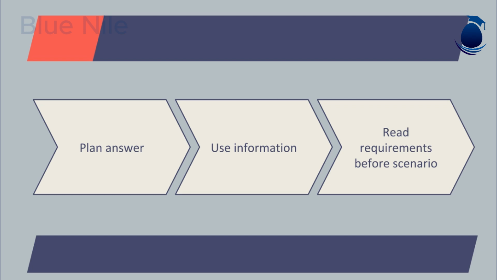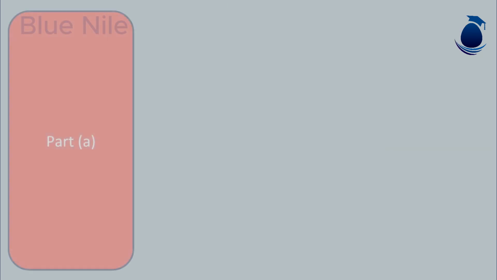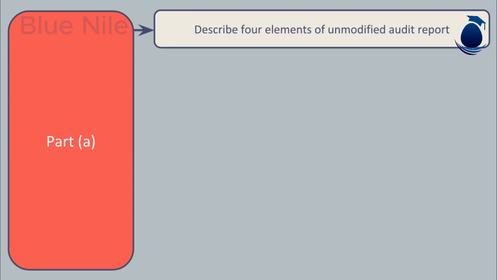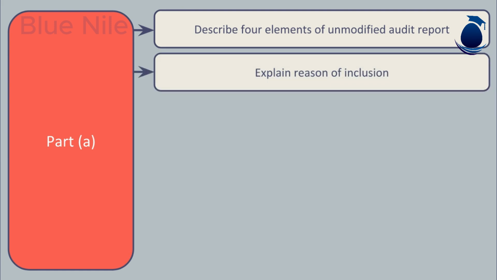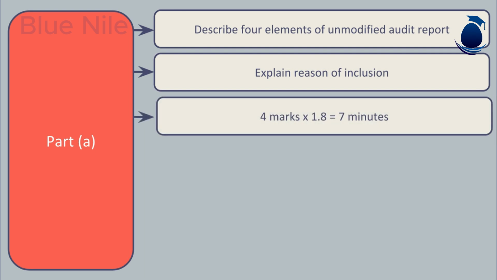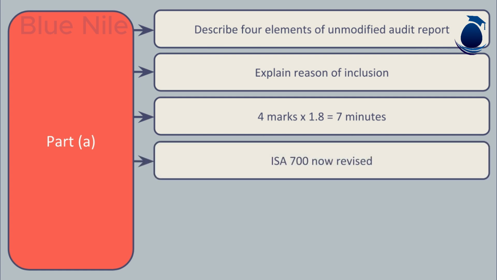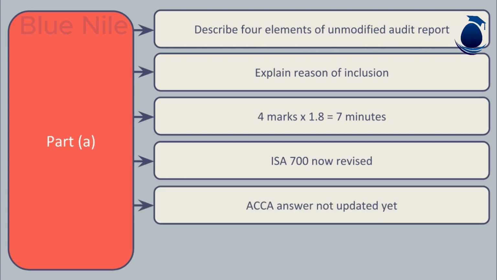Let's now break down the requirements. Part A asks you to describe 4 elements of an unmodified auditor's report, and for each, explain why they are included. This question is for 4 marks, and therefore around 7 minutes should be spent on this. Please note that this original question refers to ISA 700. Since then, this auditing standard has been revised, and if this question was to come up in your exam, the contents of an audit report has changed. The suggested answer on the ACCA website has not been updated for your exam.